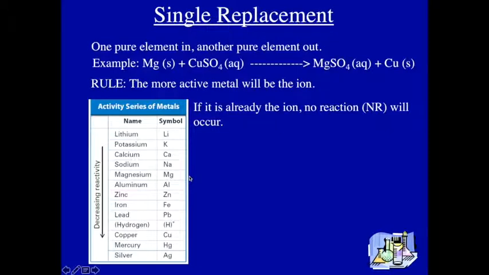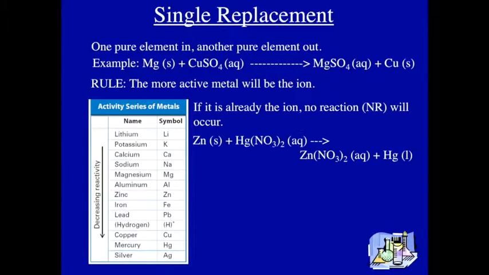If we have a case where my metal in solution is already the more active one, already the ion, no reaction will occur. To look at a couple of examples, I have zinc, which is here. I have mercury. In this case, it's mercury 2 nitrate. Mercury is not a very reactive metal. So zinc will become the ion according to my rule up here at the top. The more active metal will become the ion.